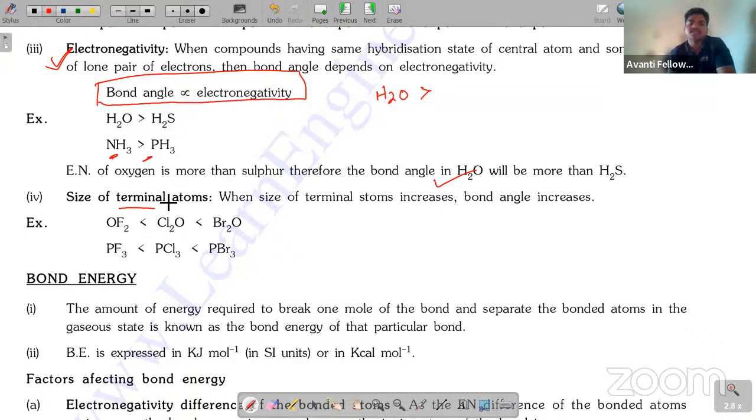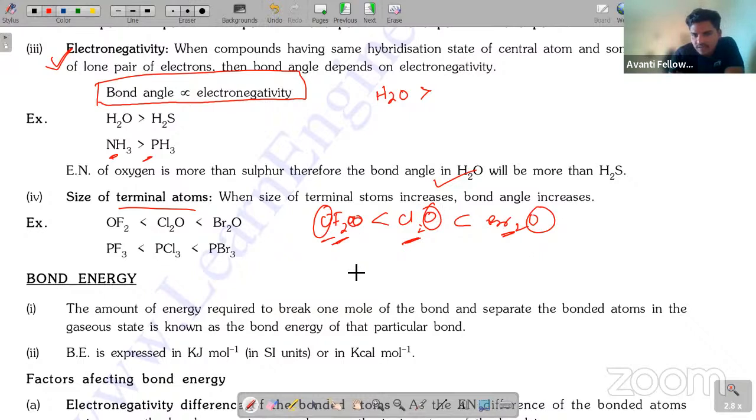Size of terminal atom. As the size of the terminal atom increases, the bond angle increases. So now if you see in this particular case, fluorine, chlorine and bromine. These all exist in OF2, Cl2O and Br2O. Here the side atoms are fluorine, chlorine and bromine, where oxygen is common everywhere. As the terminal atom size increases, you can see fluorine, chlorine, bromine, the size increases. What will happen to the bond angle? The bond angle also increases simultaneously. PF3, PCl3, PBr3. So this is about the bond angles.